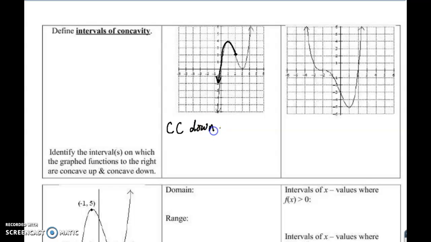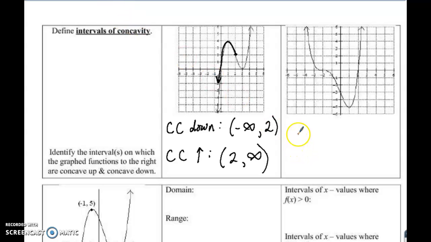Concave down, CC down, it would be from -infinity until we get to that midpoint that we found on the previous problem, the x value being 2, and then it's concave up from 2 to infinity. And this time the general consensus is to use parentheses, not brackets, which may seem weird that before I was going with brackets, but now I'm going with parentheses.